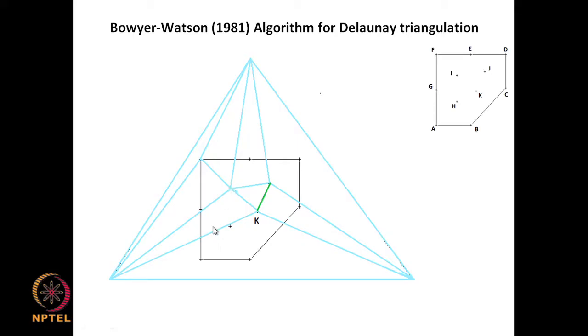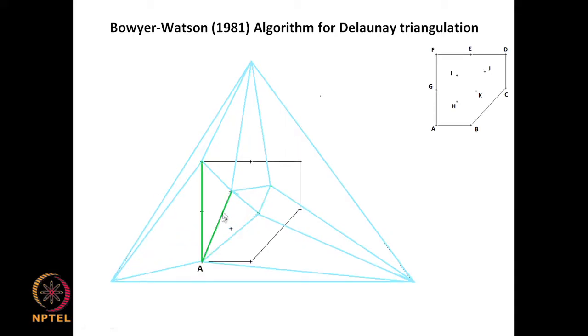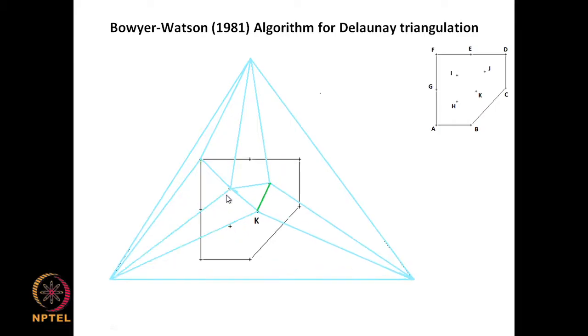So, we end up making a triangle like this. So, at this point we are making a triangulation like this. Now, if you have this quadrilateral here, and now in this quadrilateral, point A here, this vertex and this vertex.